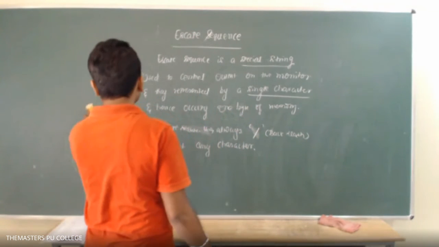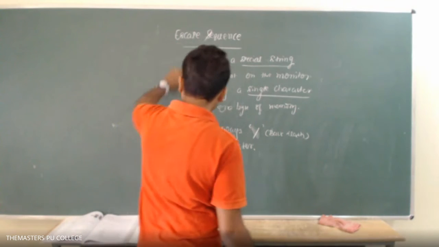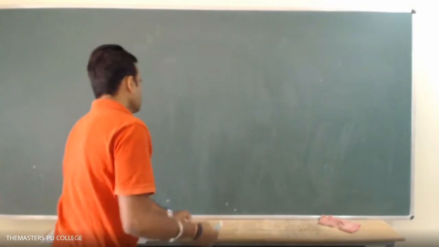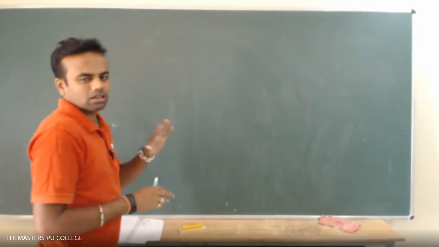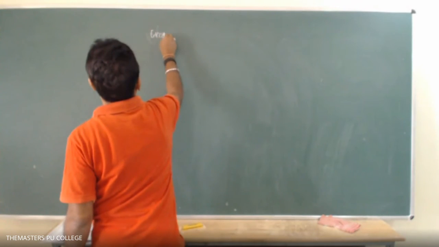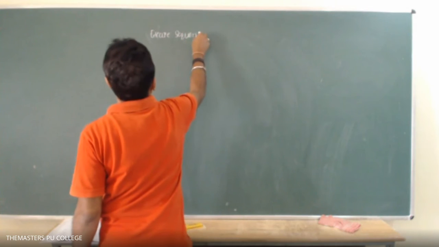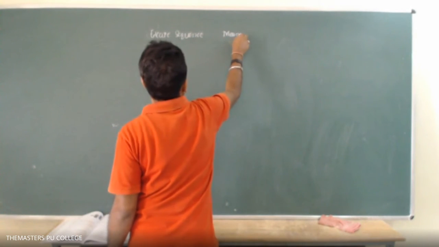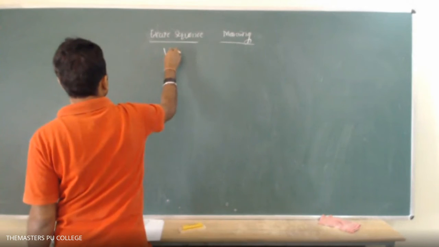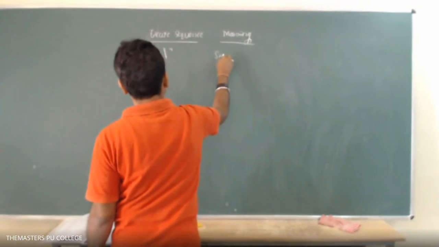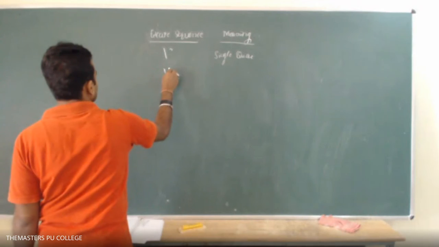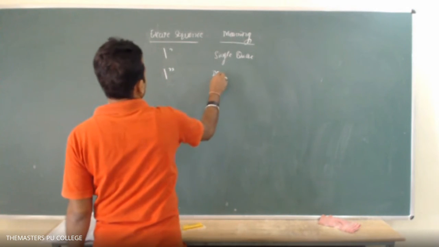Some escape sequences I will write here, with their meaning and purpose. We do not use many; only escape sequences like \n and \t are used. I will teach it in the program and why we use it. Escape sequence and its meaning. This one generates a single quote. This one generates a double quote.